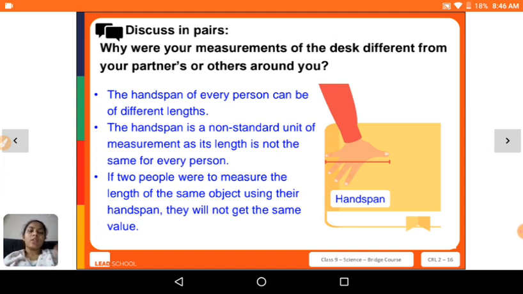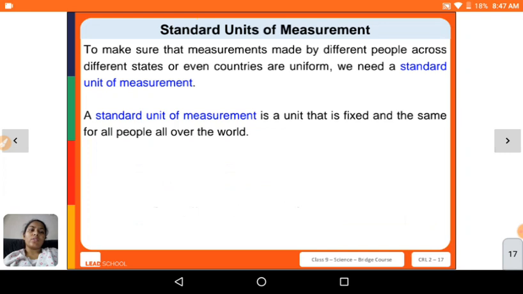So handspan will give a different length for every person. So this is not a standard unit of measurement. The length is not the same for every person if we use the handspan method. If two people measure the length of the same object using their handspan, they will not get the same value. So we need some specific fixed length that is common for everyone in the world to measure something, right? Standard units. So for that we have standard units of measurement.